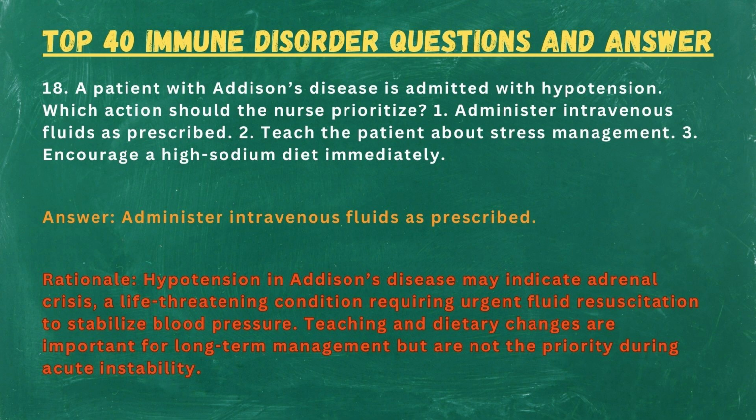Rationale. Hypotension in Addison's disease may indicate adrenal crisis, a life-threatening condition requiring urgent fluid resuscitation to stabilize blood pressure. Teaching and dietary changes are important for long-term management, but are not the priority during acute instability.